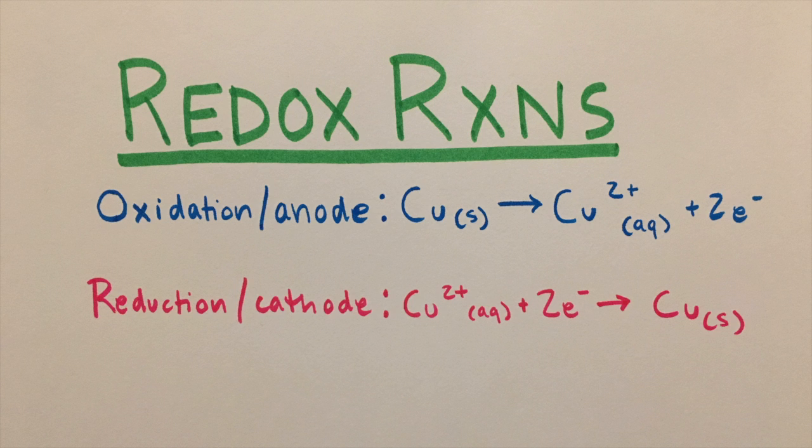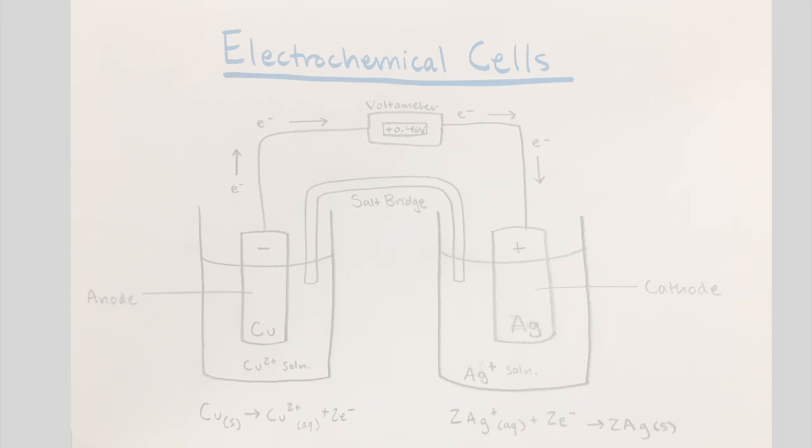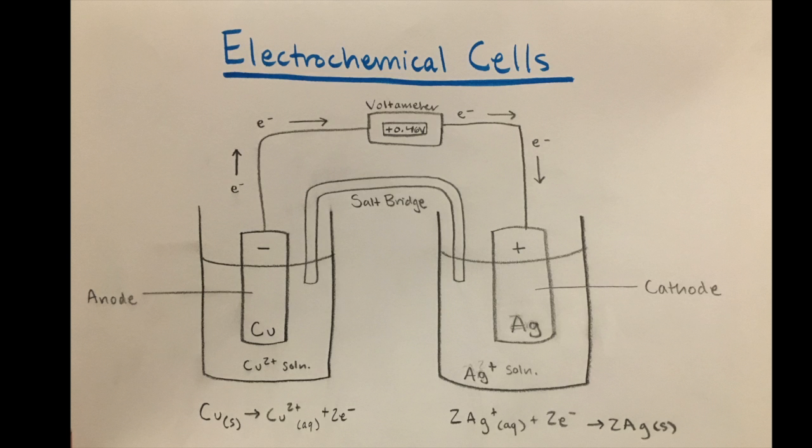The oxidation half of the reaction also corresponds to the anode of an electrochemical cell, while the reduction half is the cathode. Electrochemical cells help to facilitate spontaneous redox reactions, and they induce the reaction to create electricity in the form of volts. In an electrochemical cell, the anode and the cathode are both connected to a measuring device.